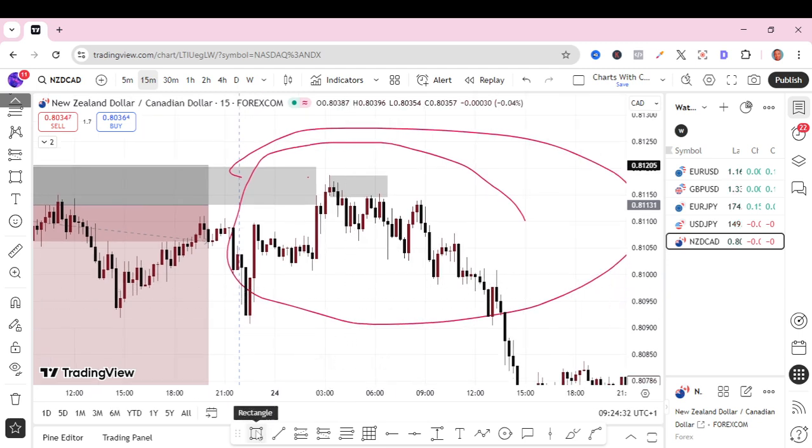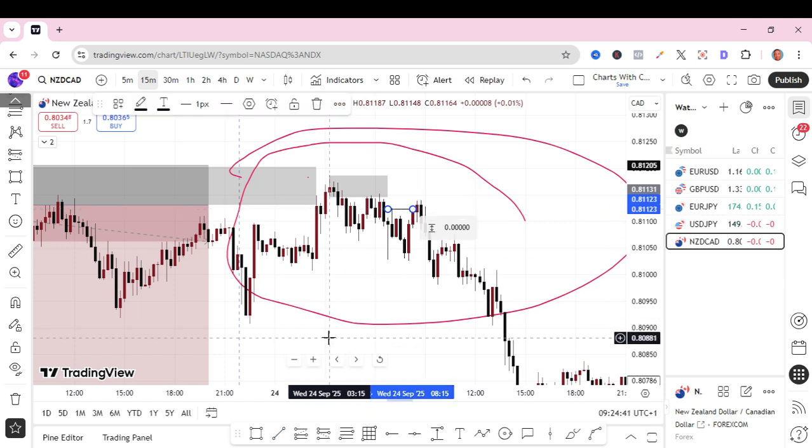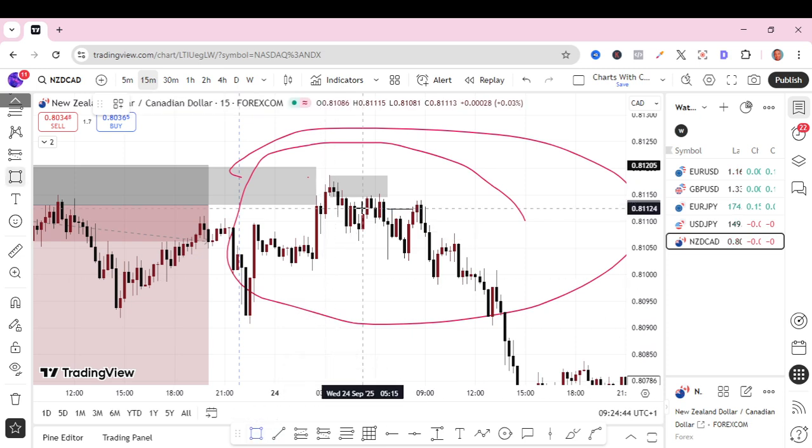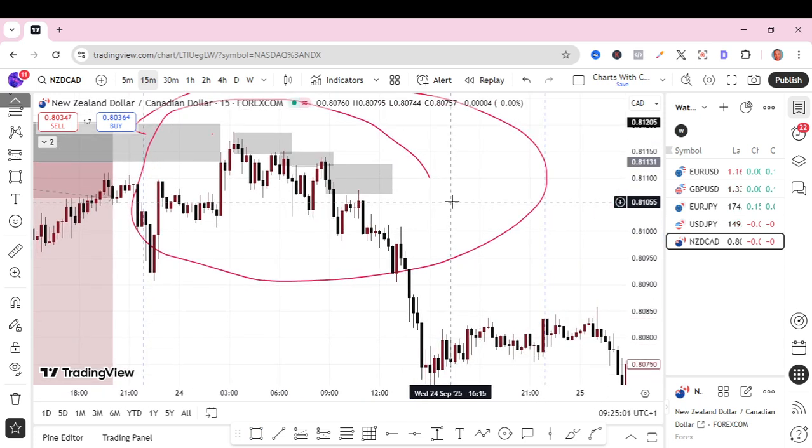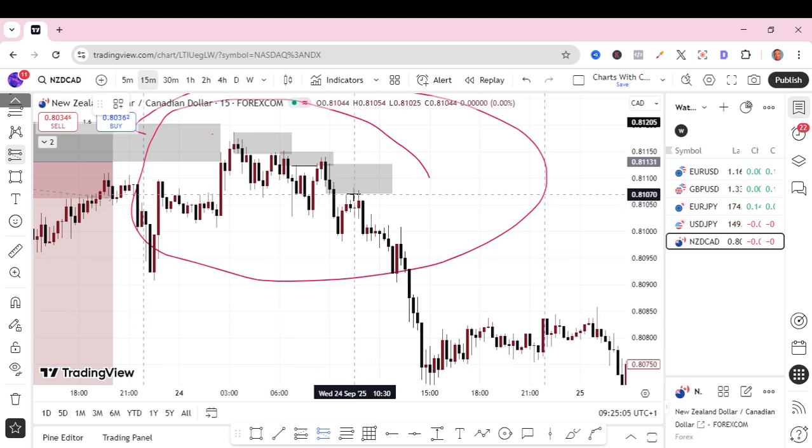And then price took out this high, price took out this high, that's an inducement, and reacted from something here, right? Price took out that high, and then where I would have taken my entry would have been from here, this candlestick here, and targets the low.